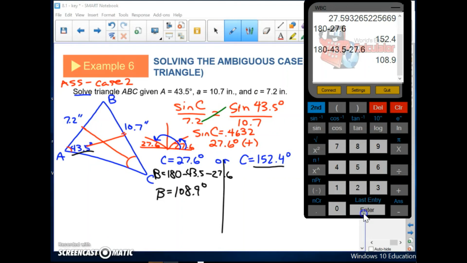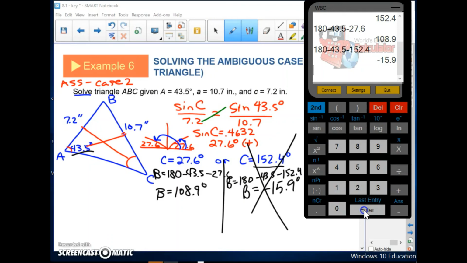We would need to do that to the other triangle, and let's see what happens with the other one. B equals 180 minus 43.5 minus 152.4. What's going to happen? Yeah, you're going to get a negative number, negative 15.9. That can't possibly make a triangle. So I'm not even going to look at that. That can't possibly form a triangle, so ignore it. It's not going to work. There's only going to be one triangle. Remember, the ambiguous case tells me there's either zero, one, or two triangles. This one's going to be one triangle.